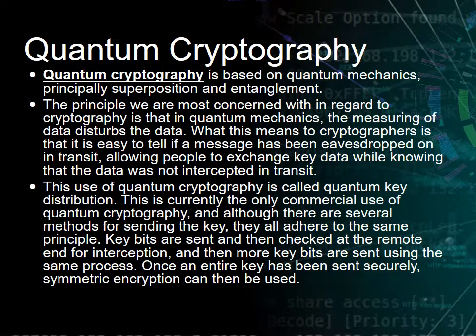This is currently the only commercial use of quantum cryptography, and although there are several methods of sending the key, they all adhere to the same principle. Key bits are sent and then checked at the remote end of the transmission, and then more key bits are sent using the same process. Once an entire key has been sent securely, symmetric encryption can then be used, kind of the same way that we use the asymmetric to pass the key for a symmetric algorithm in order to do large bulk encryption.